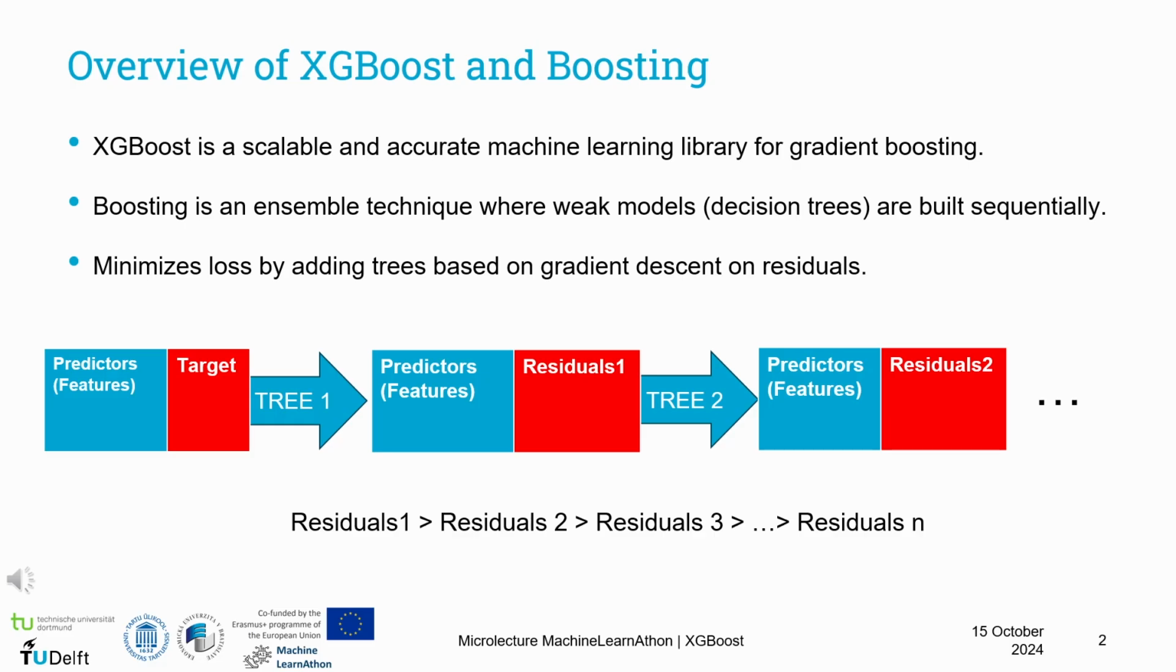In boosting, weak learners, usually simple decision trees, are built sequentially, with each tree correcting the errors of the previous one. This process minimizes the overall loss by adjusting the trees iteratively using residuals, which are the errors from the previous models. In a sense, XGBoost focuses on improving the performance of the model by learning from these errors and applying gradient descent to minimize them.